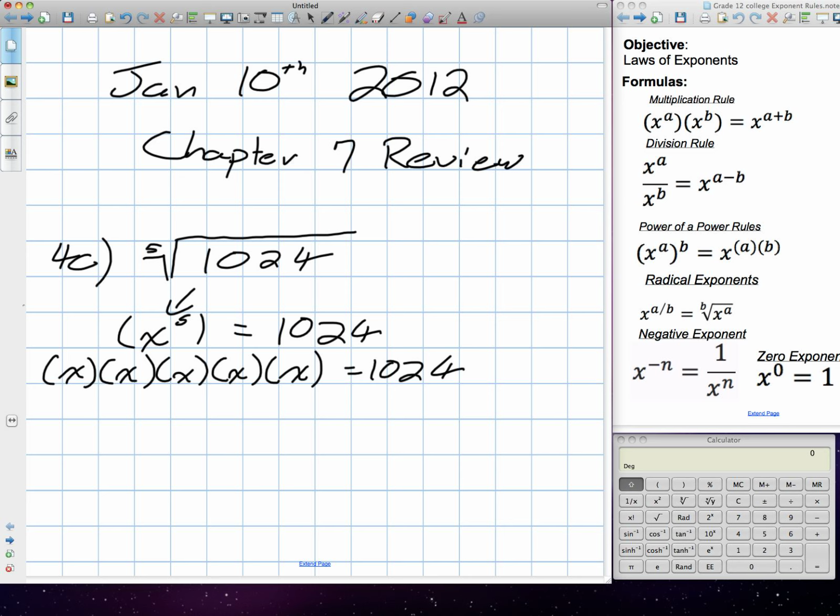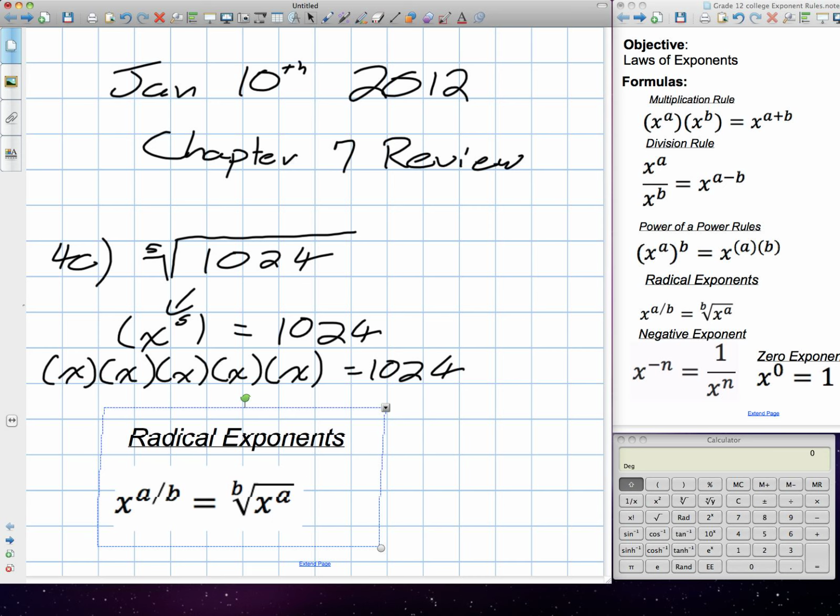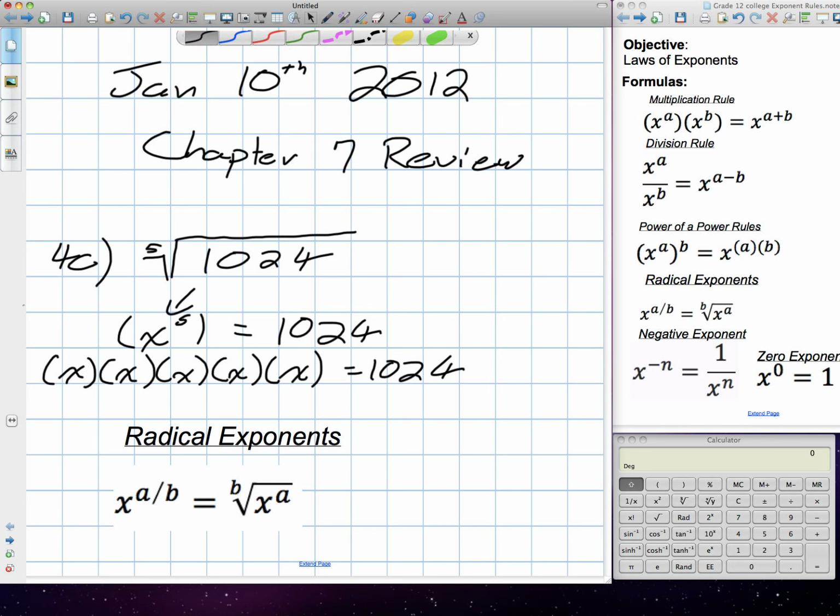Now the question is actually asking you to put it into exponential form. So this is the formula for changing radicals to exponents and exponents back to radicals. Okay? So right now we're in radical form. We have our base. So our base is 1024. That's still going to be the base of our question. Okay? So our base will still be 1024. A is the numerator.